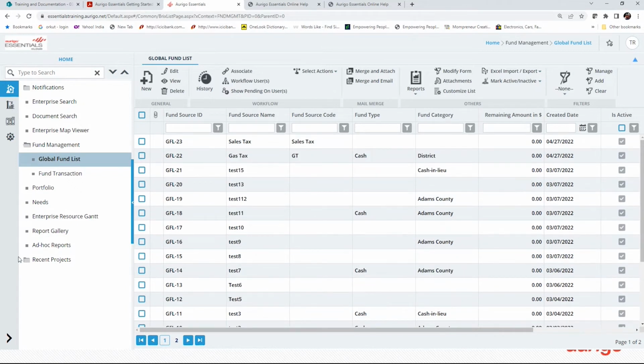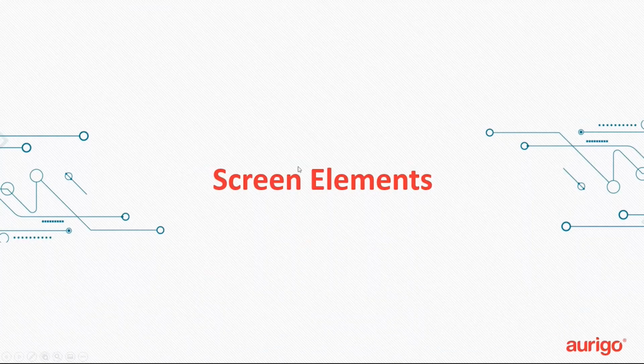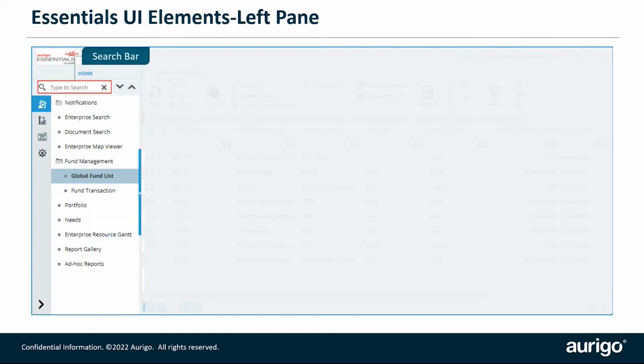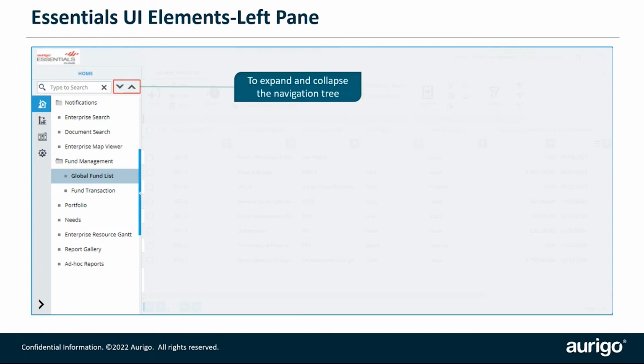Now let me go back to the application and quickly run through the PowerPoint slides to tell you whether we have covered everything. As I told you, in the left pane, we talked about the search bar, which is also called the form finder, which helps you search for the forms that you want to look at. And then you have your expand and collapse navigation tree, which helped you expand and collapse all the folders and subfolders in the navigation tree.